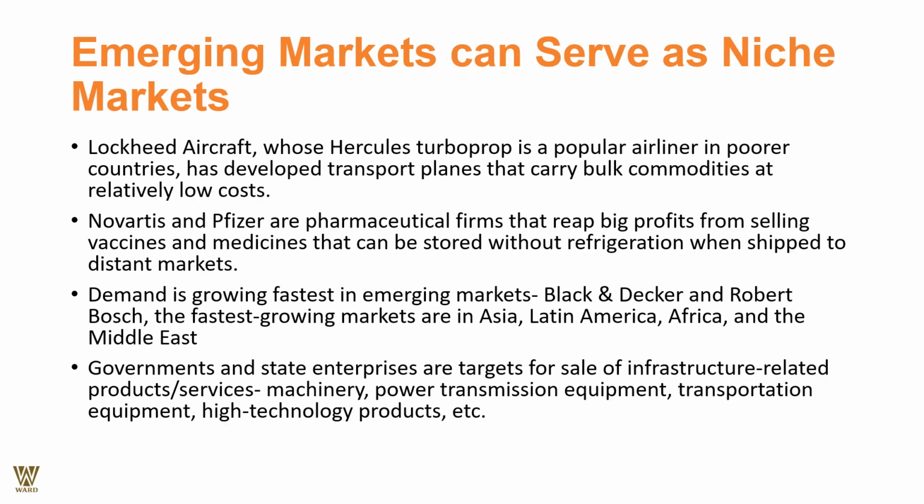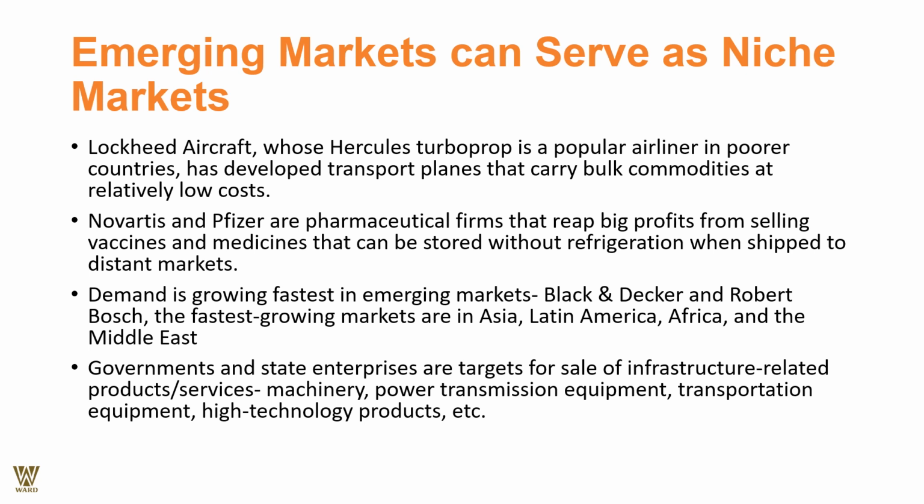We look into it. Lockheed Aircraft's Hercules turboprop is a popular airliner in poorer countries, developed to carry bulk commodities at relatively low cost. Novartis and Pfizer, the pharmaceutical giants that reap big profits from selling vaccines and medicine that can be stored without refrigeration when shipped to a distant market. Demand is growing fastest in the emerging markets.